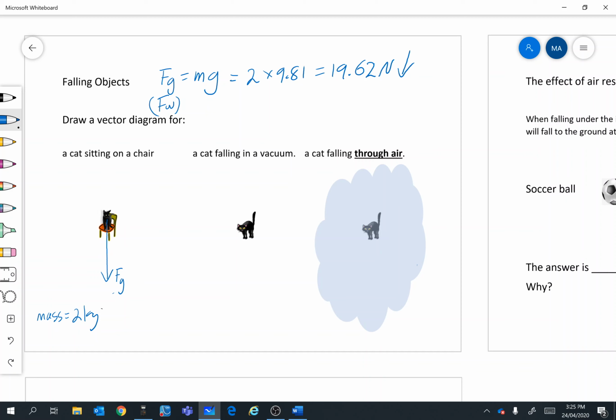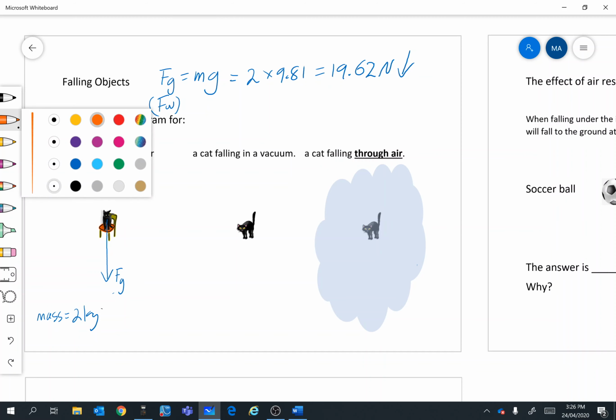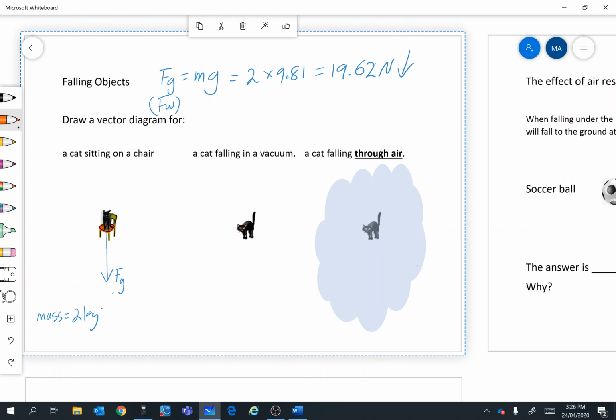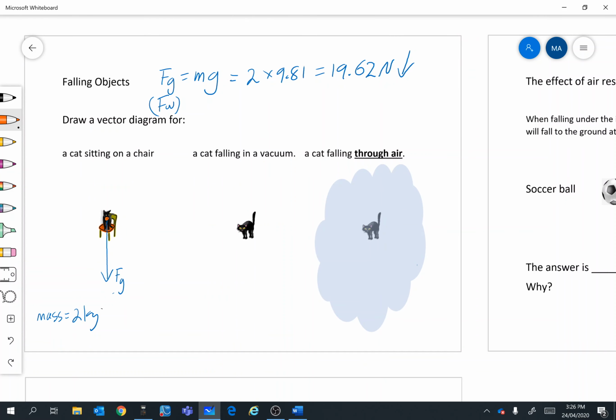Now clearly this cat is not falling through the chair, so there must be another force acting, and that force is this normal force. Now that normal force is equal in magnitude but opposite in direction to the force due to gravity, so it balances that out, meaning that the net force acting on the cat is 0.